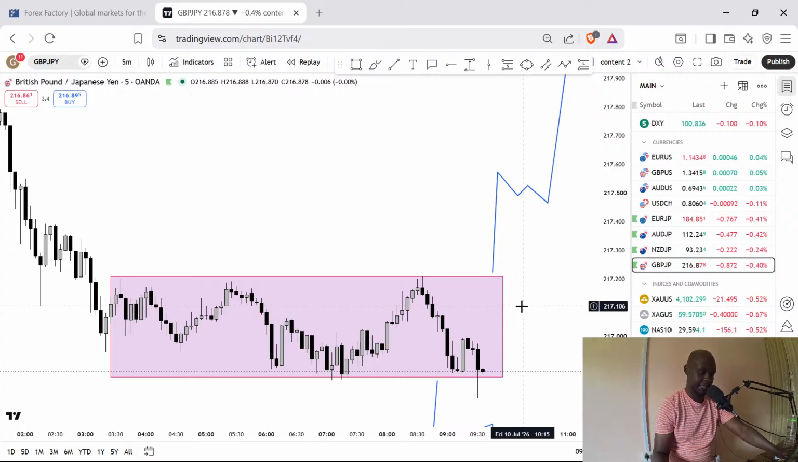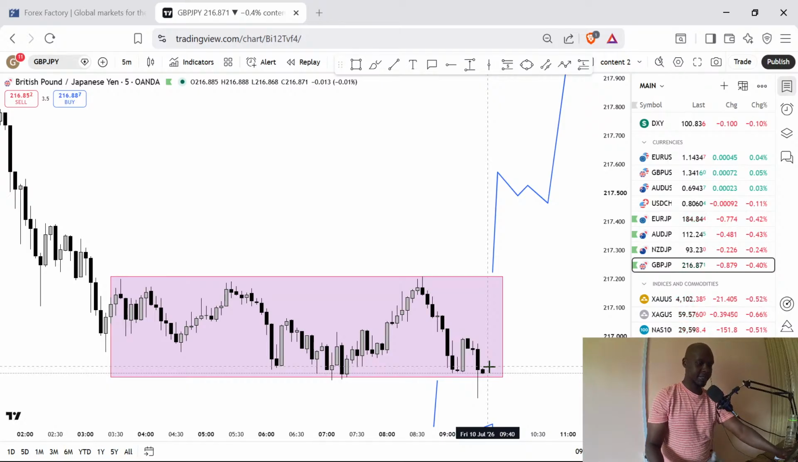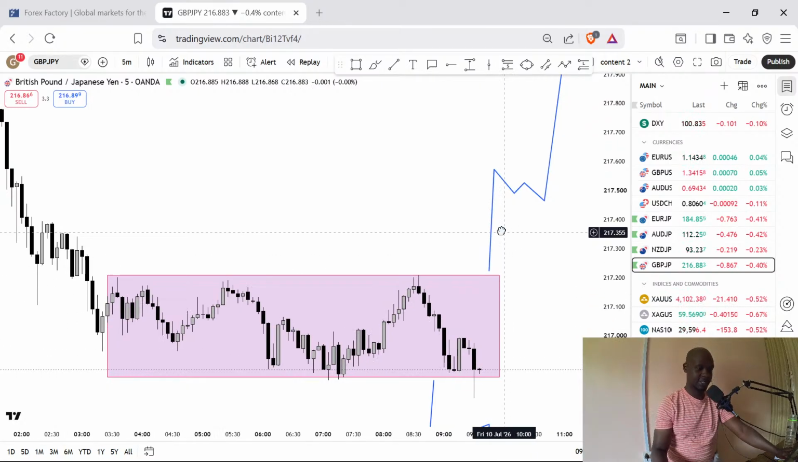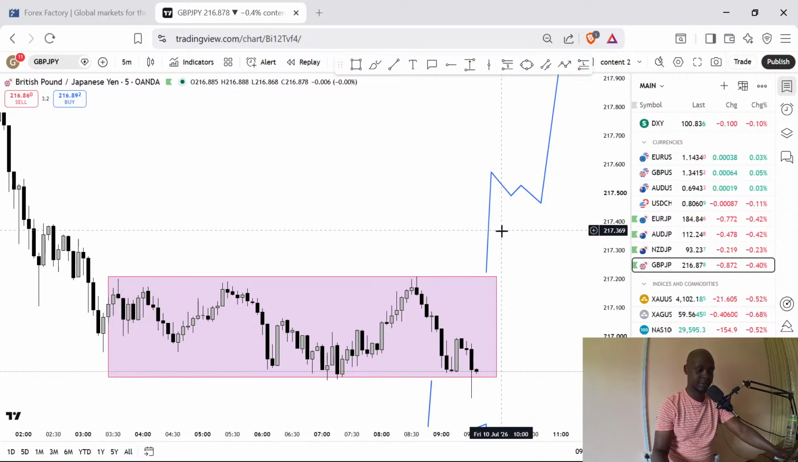that for me will be an indication that sellers are now in control of the market, and I'll start to look for short entries. But as I've said, with this large wick testing these lows, whenever you have a range like this and we get such a wick, for me this is an indication that price might start to push higher. But let's wait and see how this candle is going to close.